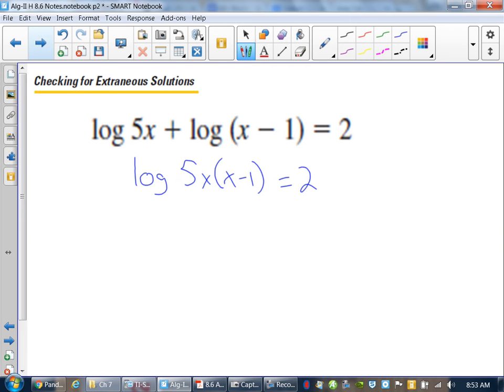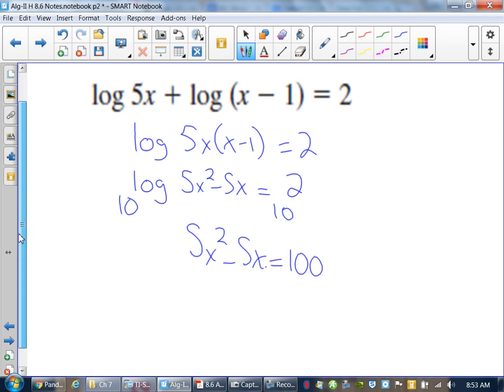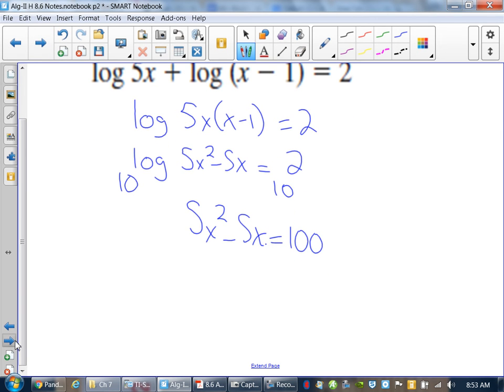Distribute. And then, how do you undo the log? Exponentiate it. What's the base? 10. So you have 5x squared minus 5x. Well, what's 10 squared? And you're back at a factoring problem.